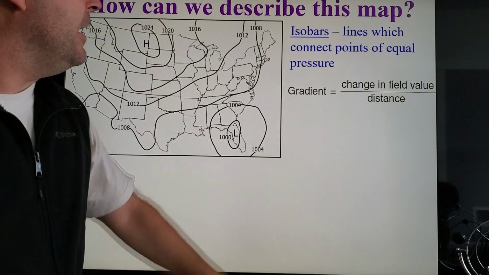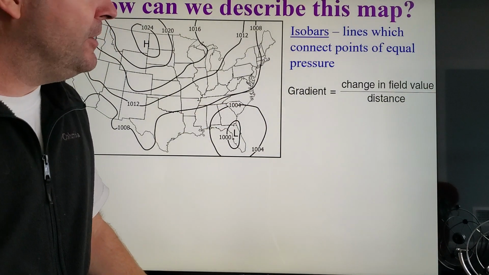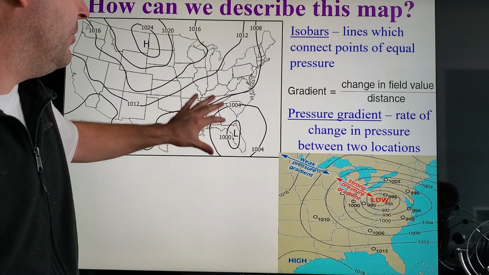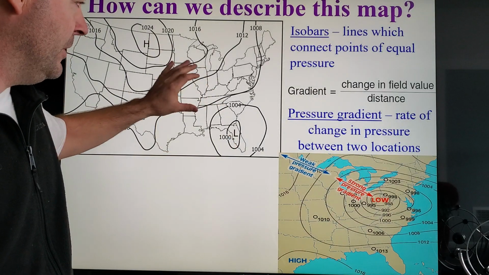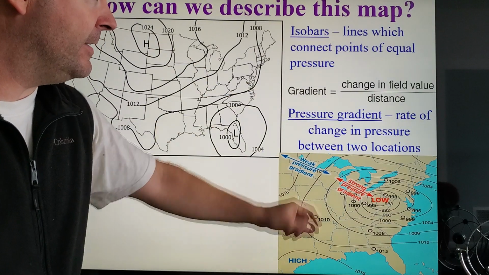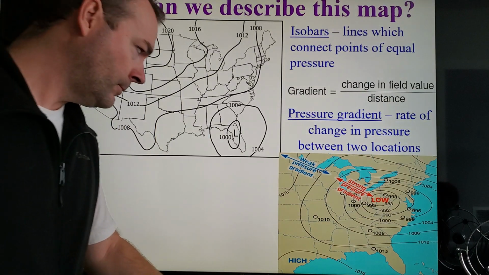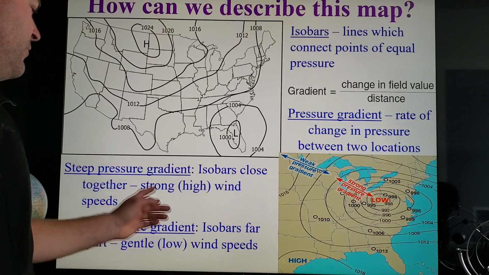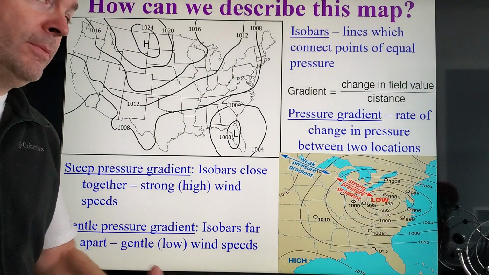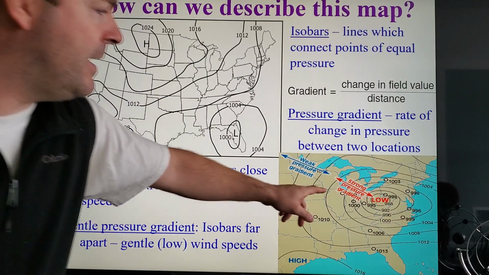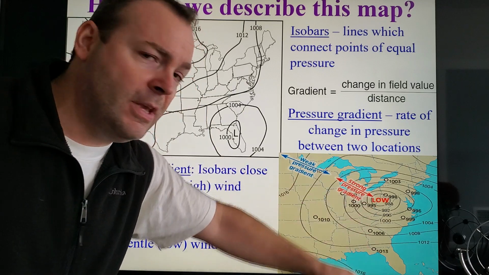All right? Gradient formula is the same, right? Front page of the reference tables. And you can calculate a gradient using this map and that formula. All right? It's the rate of change in pressure between two places. Okay. If you have a steep pressure gradient, the wind's going to blow fast. And on a map, you could see that when the isobars are close together.